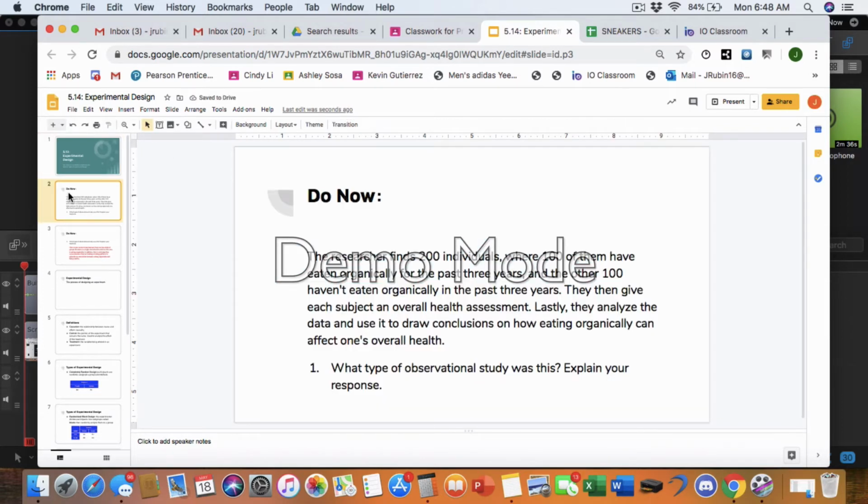So today's do now. The researcher finds 200 individuals where 100 of them have eaten organically for the past 3 years and the other 100 haven't eaten organically in the past 3 years. They then give each subject an overall health assessment. Lastly, they analyze the data and use it to draw conclusions on how eating can affect one's health. So what type of study was this? And be sure to explain your response. Come back when you're done. We'll review it together.